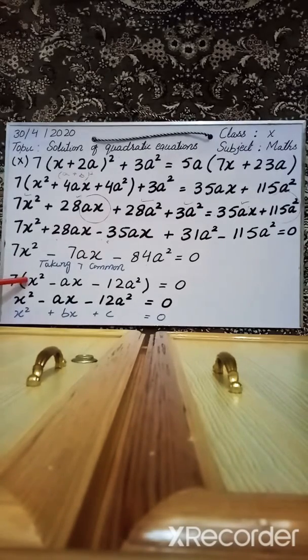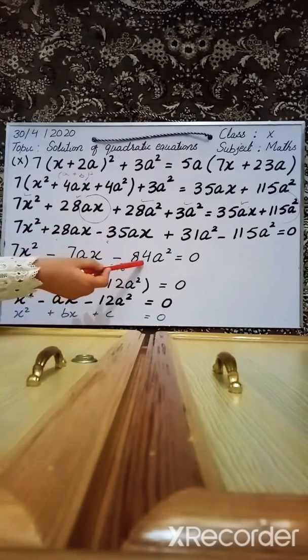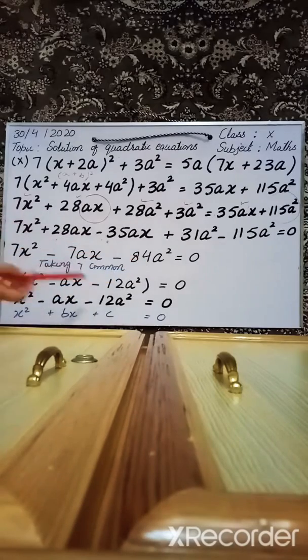X square is written as it is. 7 is taken common. Ax is left, and 7 12s are 84. 7 1s are 7, 1 carried. So 7 2s are 14. So this 7 is common in all these three terms. Okay, 7 is multiplied here.